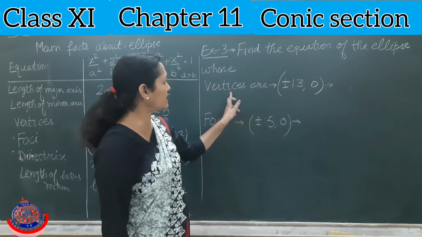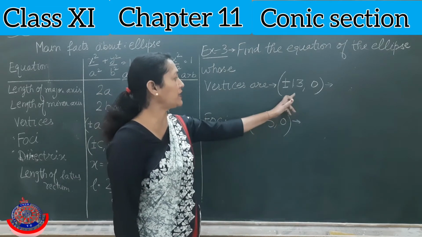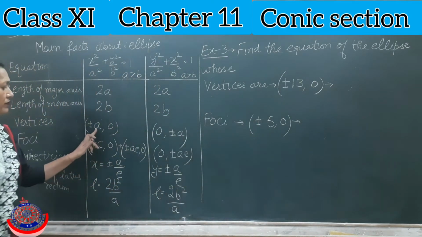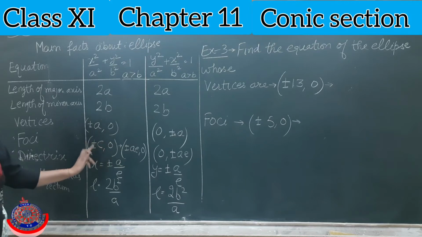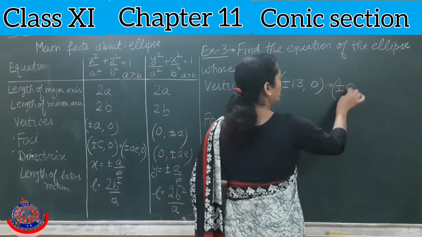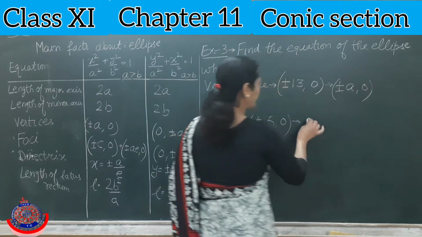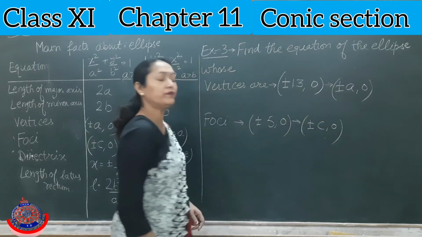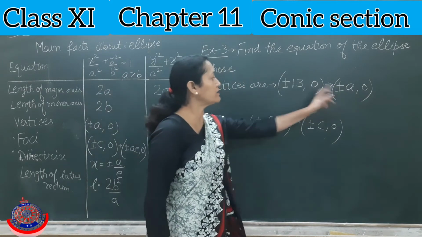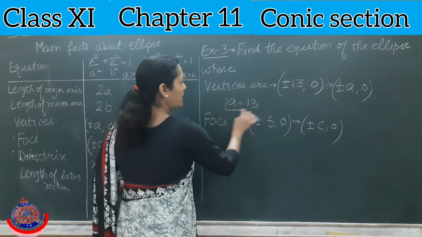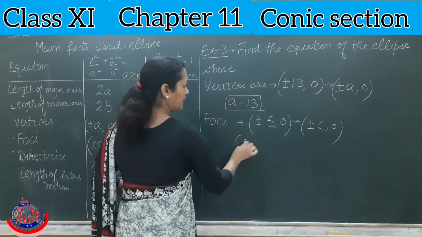If you check, the vertex as well as the focus point are both at the x position, first position. So if you compare with these two, the vertex would be plus minus a, 0 and the focus will be plus minus c, 0. A comes out to be 13, c will come out to be 5.